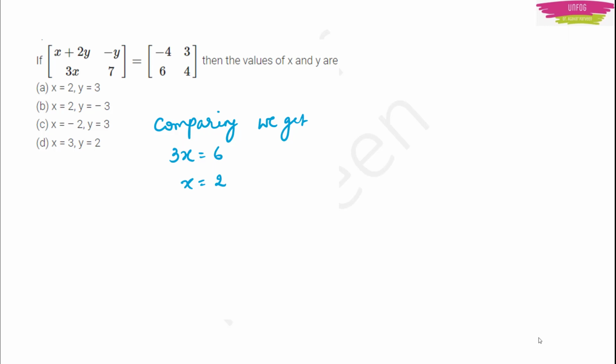And then next I have to find y. Minus y is equal to 3, but y is equal to minus 3 because minus is there with y, right? That minus will go to the right hand side. That's why here option B will be the right answer. Okay, moving on.